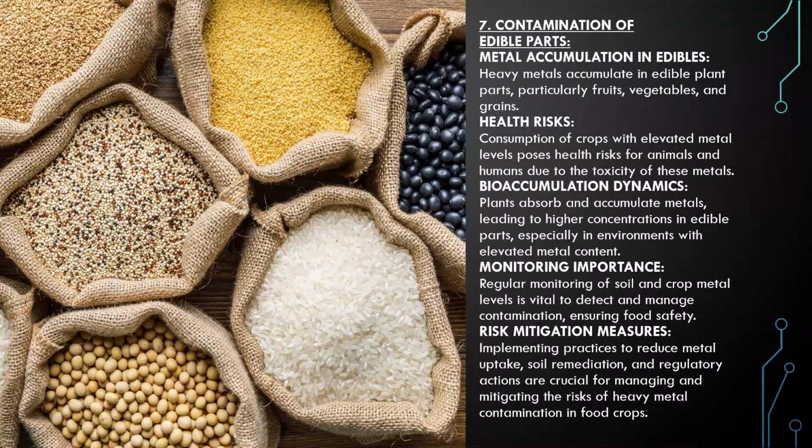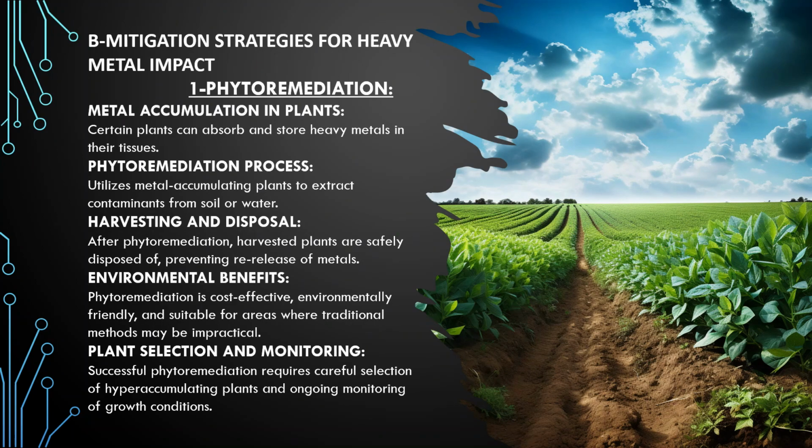Regular monitoring of soil and crop metal levels is vital to detect and manage contamination, ensuring food safety. Risk mitigation measures. Implementing practices to reduce metal uptake, soil remediation, and regulatory actions are crucial for managing and mitigating the risks of heavy metal contamination in food crops. Let's discuss mitigation strategies for heavy metal impact.